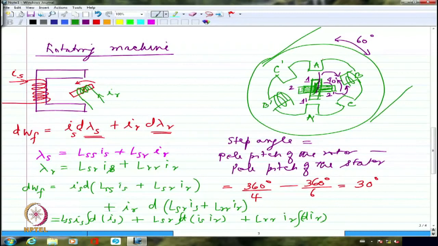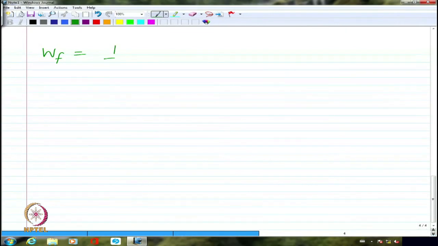So I should be able to say clearly the first term will be half LSS IS square, which is the stored energy because of the stator winding carrying a current of IS. The second one will be corresponding to the rotor, which will look similar. So this is the rotor self-inductance multiplied by the rotor current itself. And the third one, which does not have a half there, we are going to have essentially whatever is the mutual inductance between the stator and rotor multiplied by IS and IR.